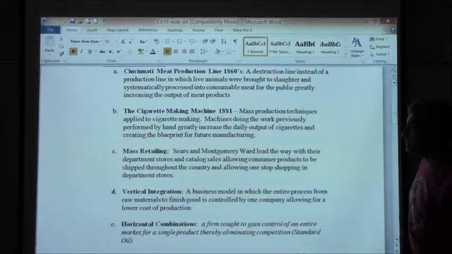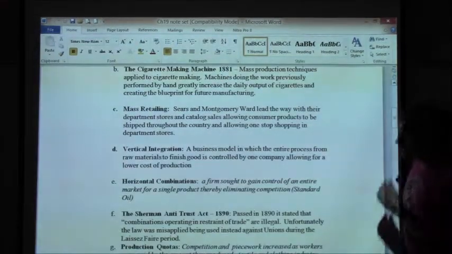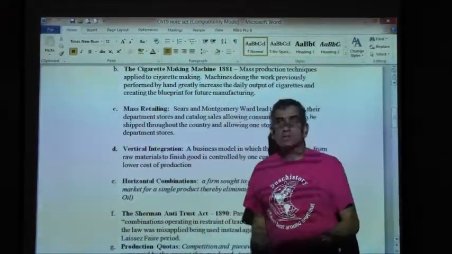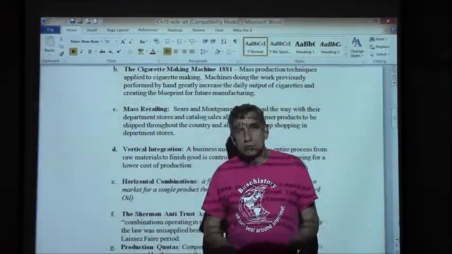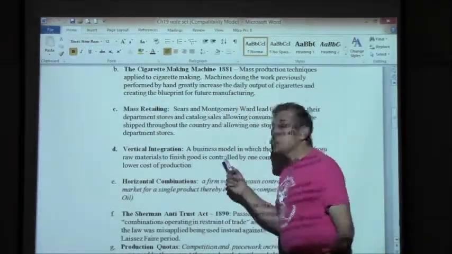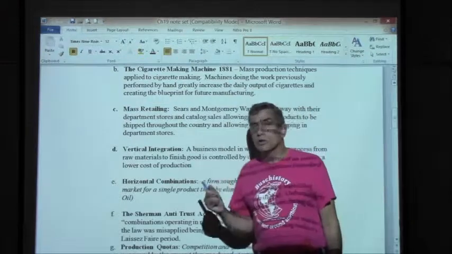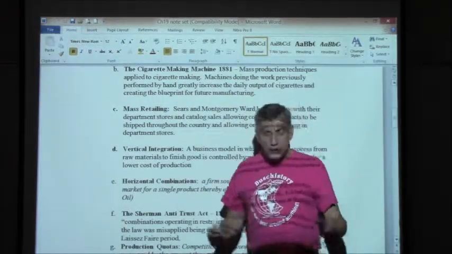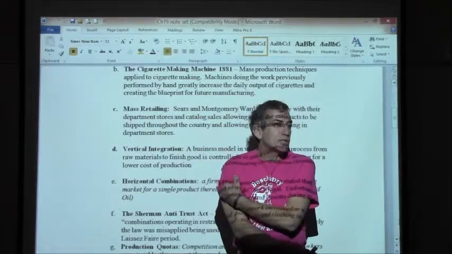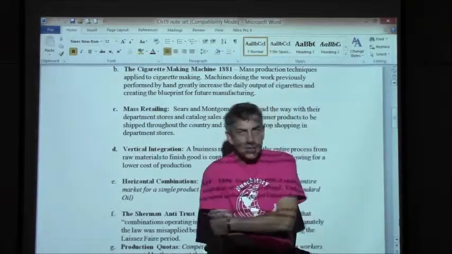Mass retailing. No, this is not stores going to church. This is the beginning of large-scale shopping centers. And it starts with department stores. Montgomery Ward and Sears Roebuck and Company were two of the early ones. And they attempted to put everything you wanted under one roof. Kind of like the predecessor of the mall. And of course, Sears still exists today.